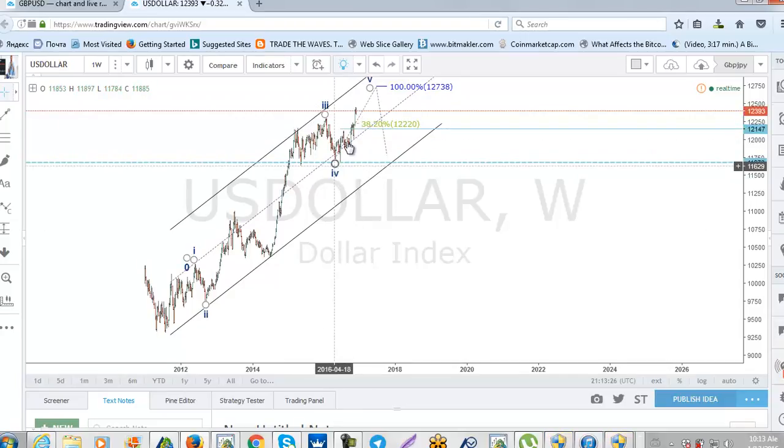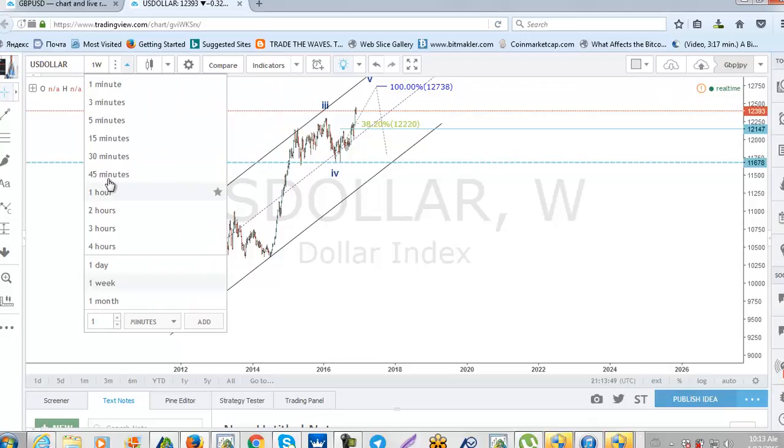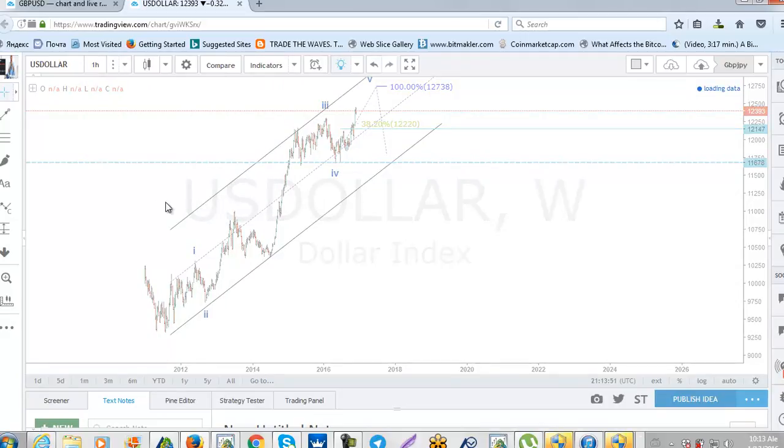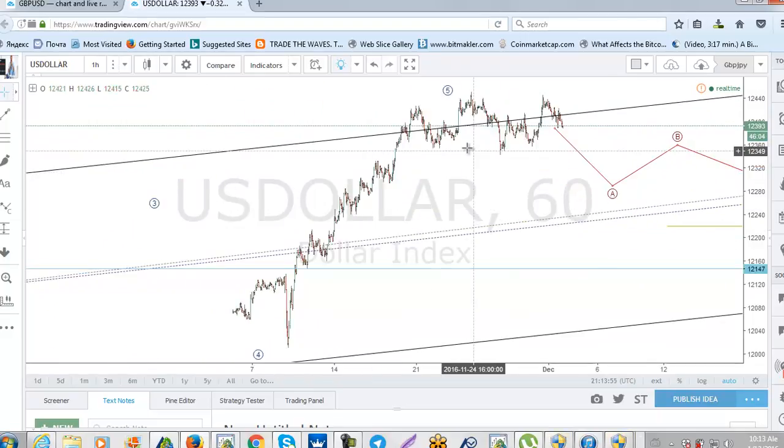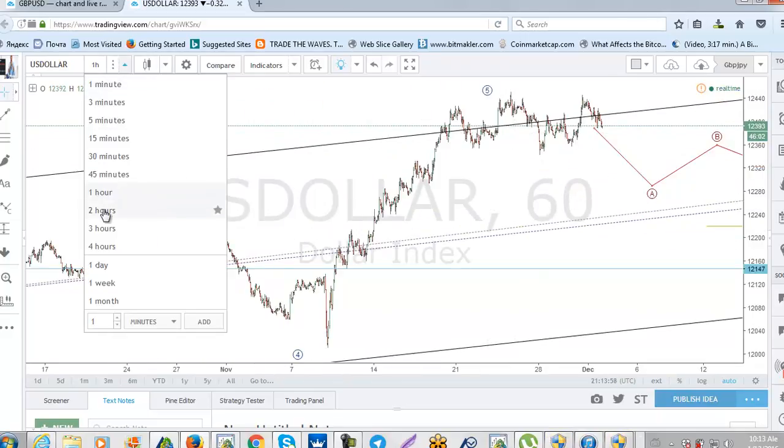But what we'll be looking at now, considering the fact that the NFP is coming tomorrow, and the decision that will be made by the Federal Reserve next month concerning the interest rate, we will actually be expecting a bearish move for the US dollar index. But this is how we intend going about that. Let me take you to the 1 hour chart and see what has happened. Let me go to the 2 hour instead.